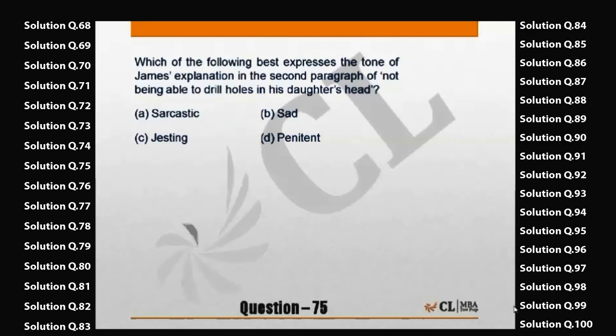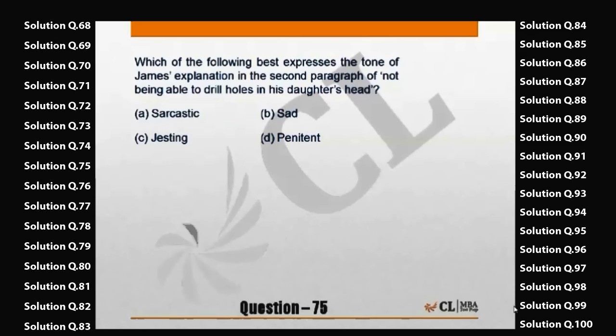The correct answer to question number 75 is C, which is he's joking, he's jesting. It's obvious that he does not really, or seriously, want to drill holes in his daughter's head, and he says that his wife stopped him from doing that. It's a joke. The passage does not indicate that the author was sarcastic or sad while he was saying this, and this makes options A, B and D incorrect. So by elimination we can reach the correct answer C, and it is also very clear that he's being humorous while describing the design of the entire experiment.